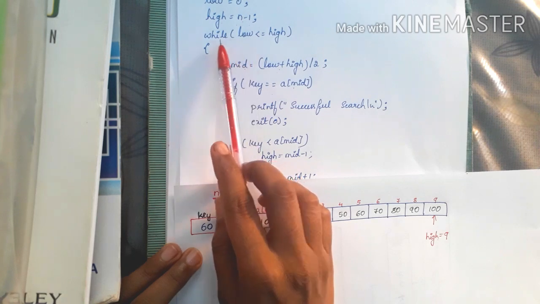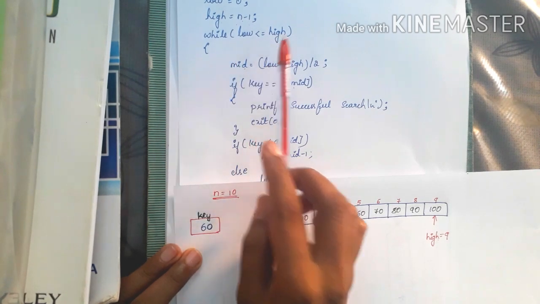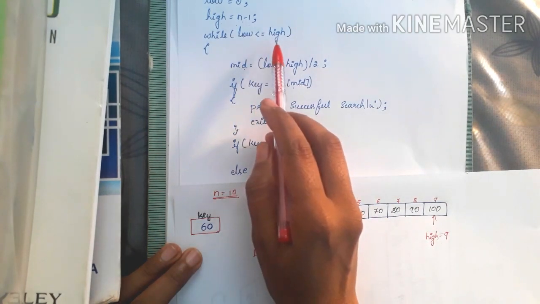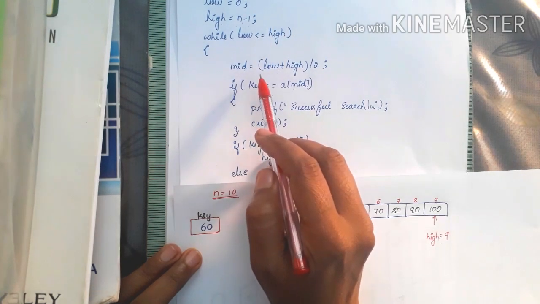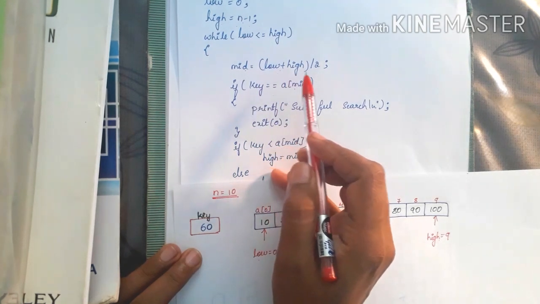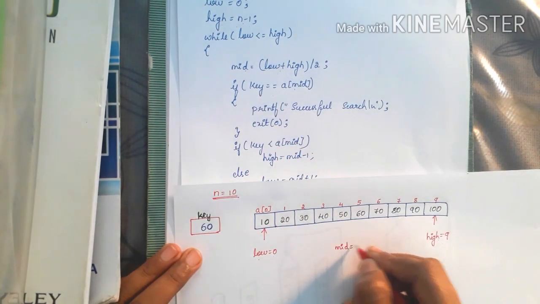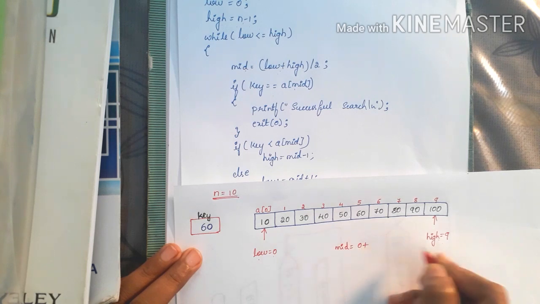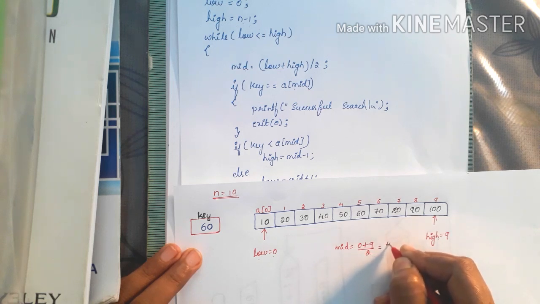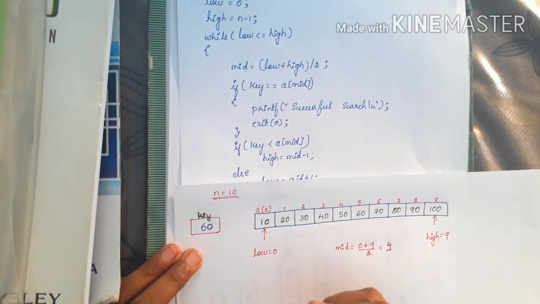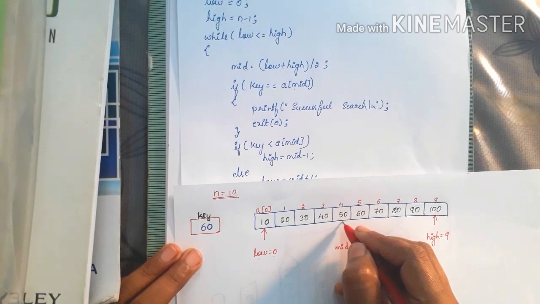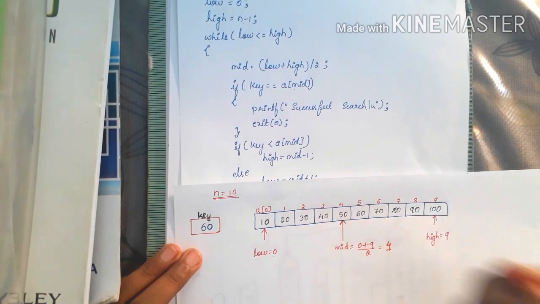Next, the while instruction. The instruction is while low is less than or equal to high. Low value is 0, high value is 9, 0 is less than or equal to 9, the condition is true. Control enters the while loop. The next instruction is mid is equal to low plus high divided by 2. Mid is equal to low value 0 plus high 9 divided by 2. 0 plus 9 by 2 is 4.5. Both are integers, so the result is also an integer. Mid value is 4. That is, the position of the middle element is 4. Mid is pointing to the position 4.